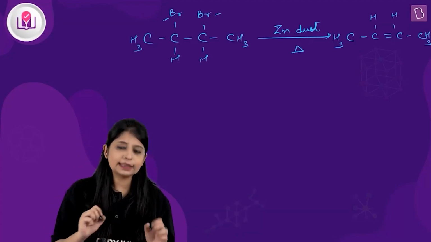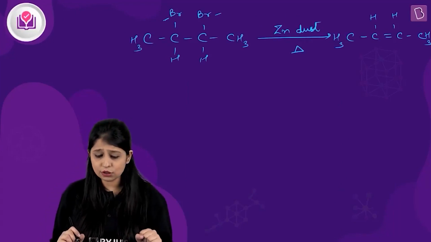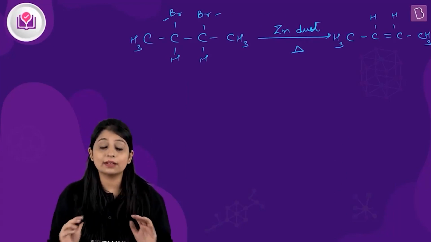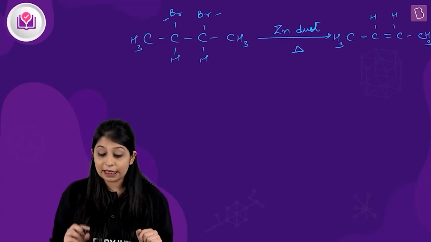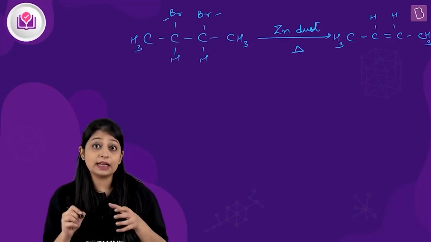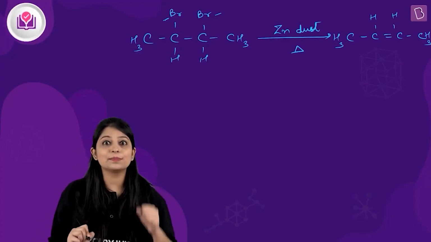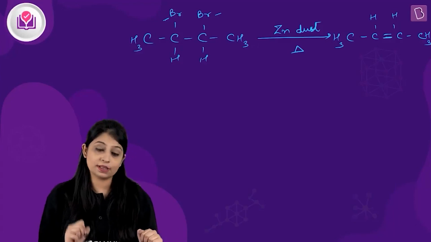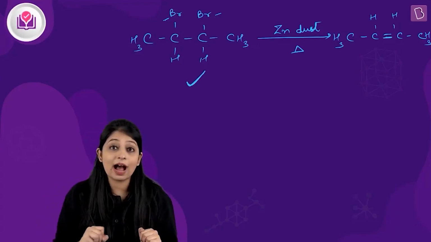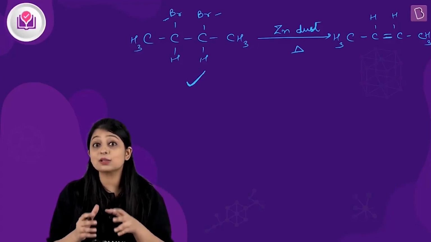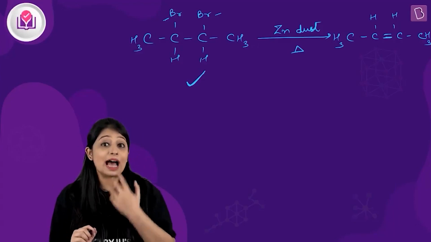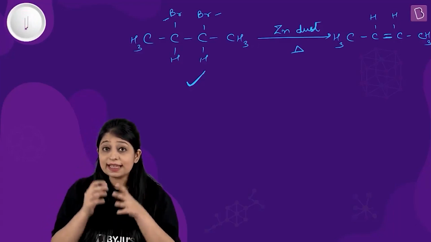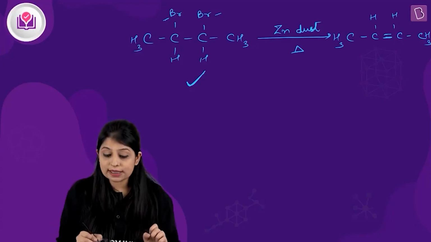But let's look at the reaction in a little bit more detail. So we have 2 bromine atoms attached to 2 carbon atoms which are adjacent to each other, right? So what happens in the presence of zinc dust, and when you heat it, these bromine atoms are removed, and you get a double bond between the 2 carbon atoms. Remember that this type of halide is called vicinal halide, in which the halogen atoms are attached to carbon atoms which are adjacent to each other, right? So this reaction is a typical reaction for vicinal dihalides.